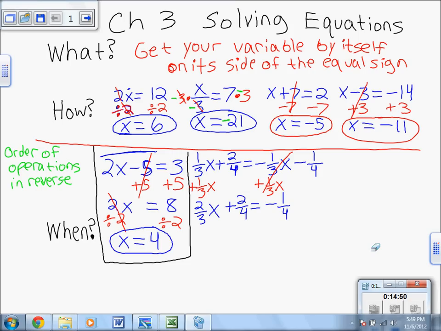We now have an equivalent equation to the original. There are many equivalent equations to any equation. We know that we just have one because we did the same thing to both sides.